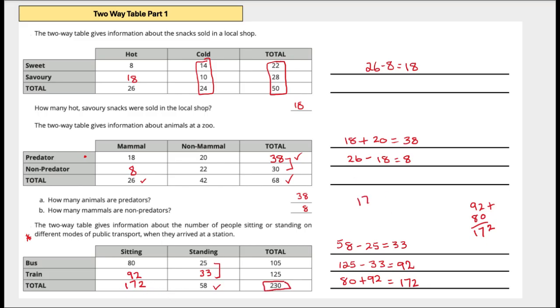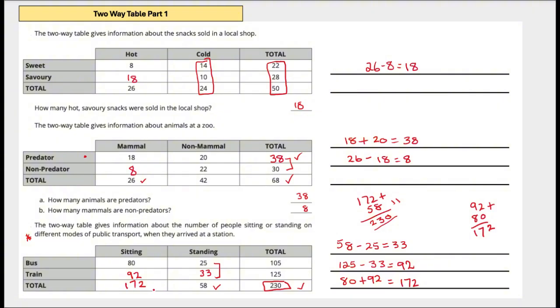We've got to check that this is right. So we've got 172 plus 58. 8, 9, 10, 7, 8, 9, 10, 11, 12, 13. Carry the 1. 1 plus 1 is 2. That equals 230. So I've just been able to check that 172 is right.